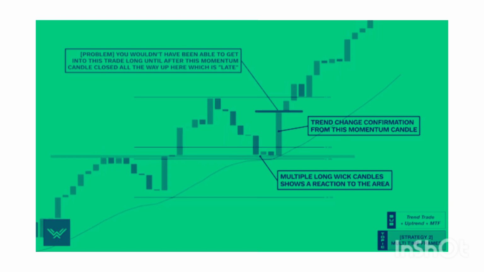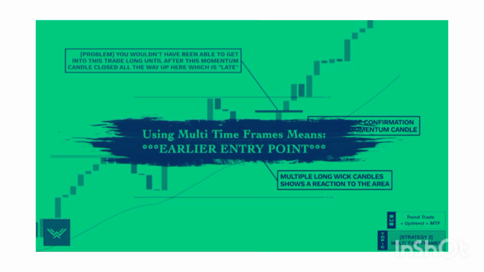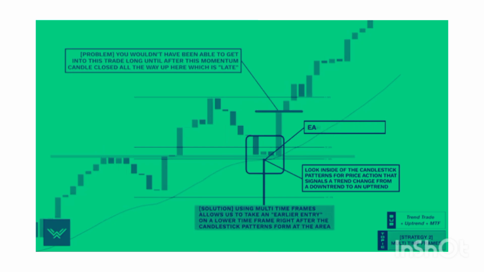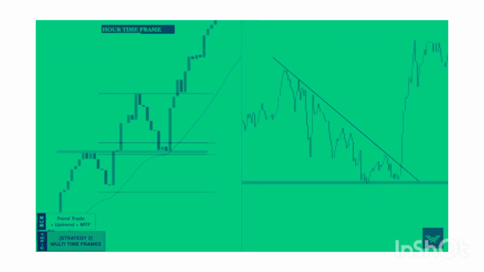And this is why you would want to use multi-time frames, which is to get into this trade at an earlier entry point. Meaning, after you had the candlesticks form here, you would go to a lower intraday time frame and find price action that signals a trend change from a downtrend to an uptrend and get into this trade at an earlier point. So let's pull up a lower time frame and put it beside this one. The chart on the left is the 6-hour time frame we just looked at, meaning every candlestick represents 6 hours of time. The chart on the right is the same asset but using the 30-minute time frame, meaning every candlestick represents 30 minutes of time.